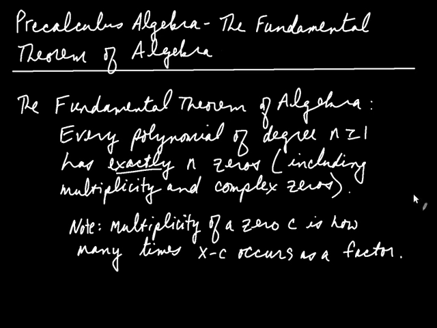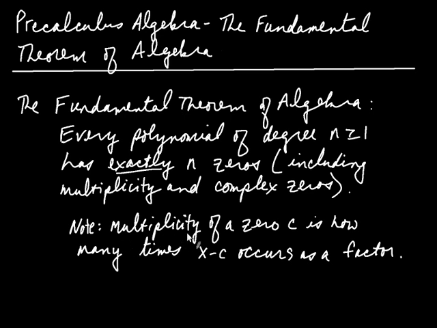In this video, we're going to talk about the fundamental theorem of algebra, and we're going to see some verifications of it using factoring. So first of all, the fundamental theorem of algebra: every polynomial of degree n greater than or equal to 1 has exactly n zeros. So in other words, the degree of the polynomial matches exactly how many zeros it has. Now that's including what we call multiplicity and complex zeros.